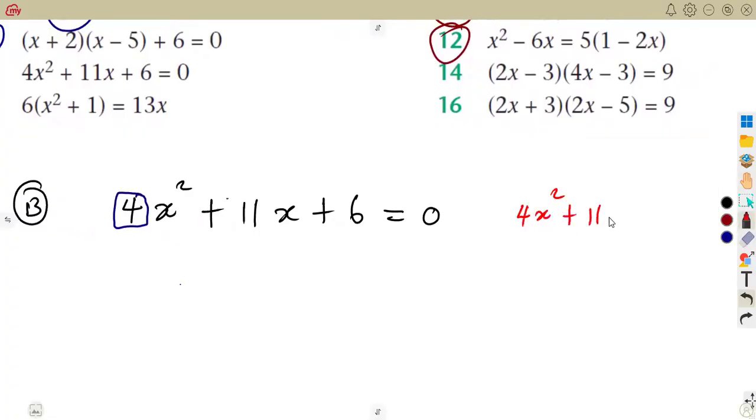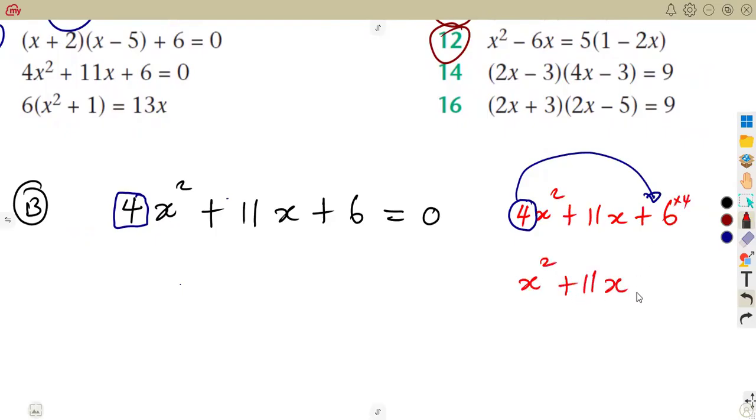This was 4x squared plus 11x plus 6. Like I said, we're going to take out this 4 and multiply it by the constant. Remember your method. Do not forget your method. Plus 11x. So this is times 4 here. 6 times 4 is 24. So this is going to give us 24 there. With this, we are going to factorize now 2 brackets, as we consider that the coefficient of x squared is 1. So you're going to have x here, another x here.